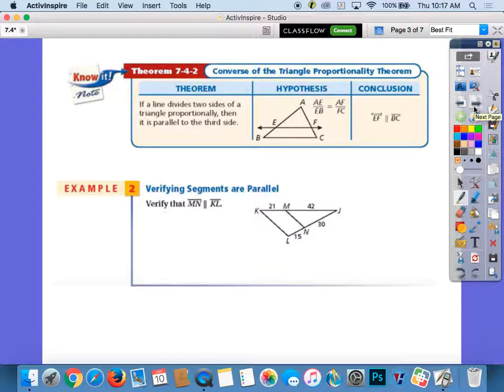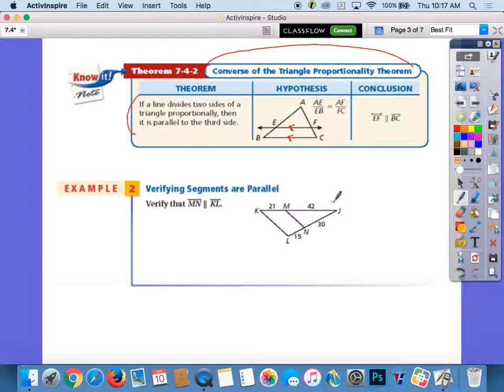So now you have your converse, which basically says the opposite. If I have a line piercing through two sides of a triangle and AE over EB, or one piece of the side over the other piece of the side, equals the opposite over the other opposite, then those lines are going to be parallel. So take a second and write this down, do your drawing. And we want to verify that the segments are parallel. Okay, so for this verification, guys, all you need to do is show that they simplify to the same proportion.